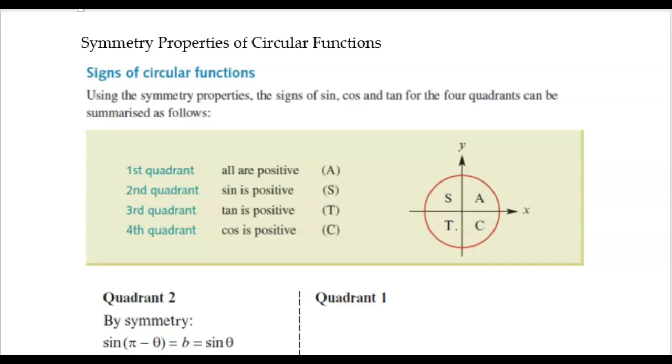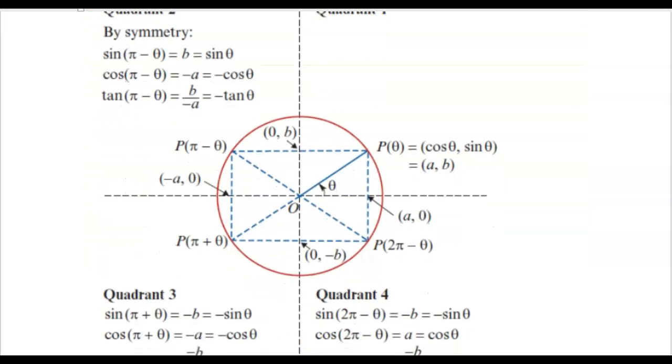Now let's talk about some symmetric properties of circular functions, right? So the whole reason why it is important for us to know the angles in the first quadrant is that with the help of the exact values of sine, cos, and tan in the first quadrant, we are going to find the values in the second, third, and fourth quadrant. And the way we're going to do it is with the help of this diagram here.